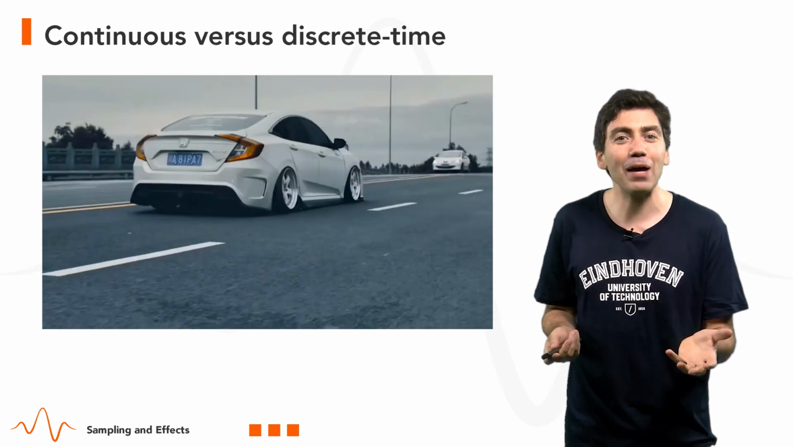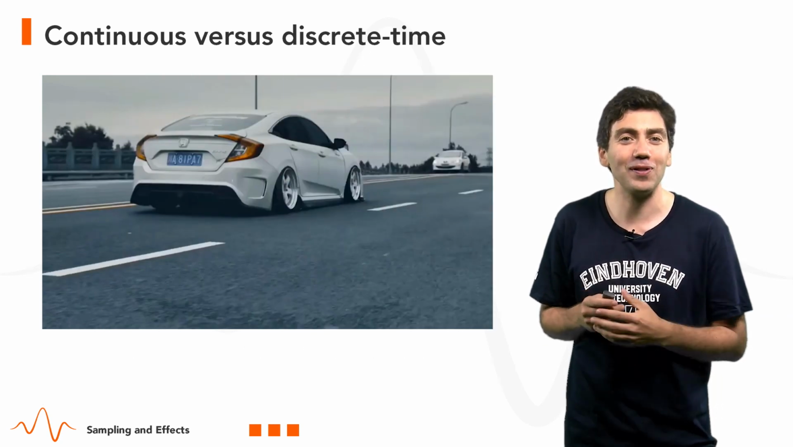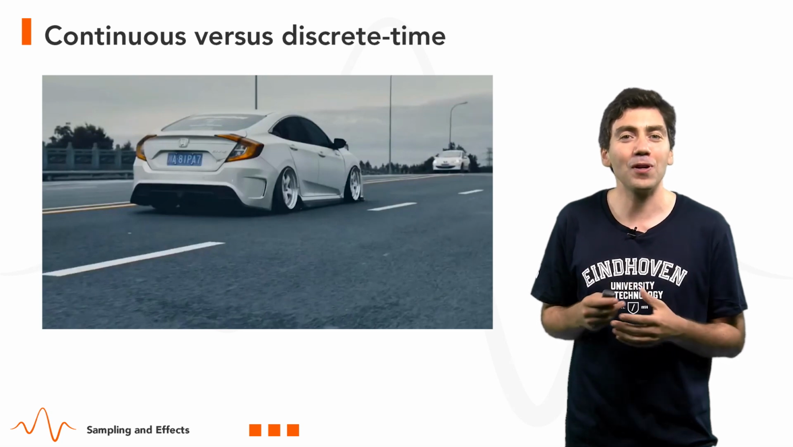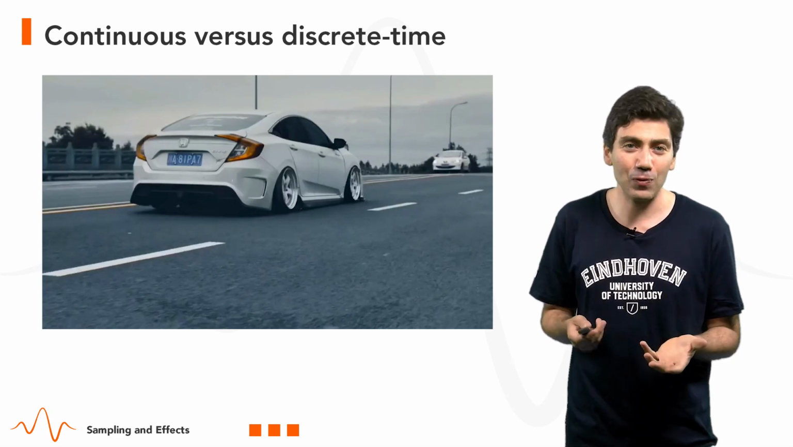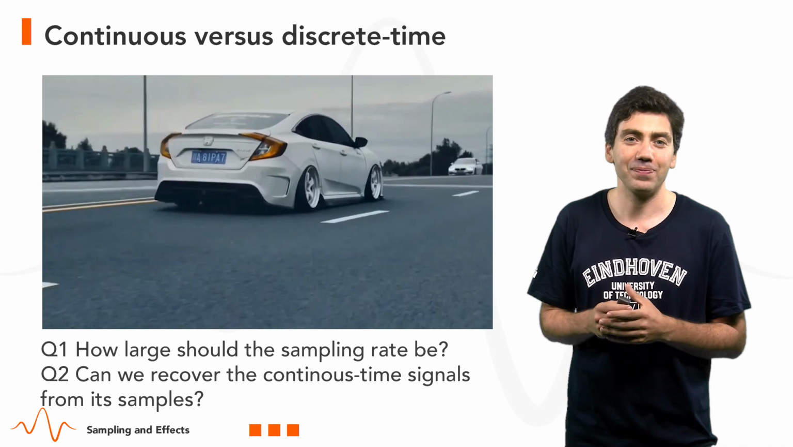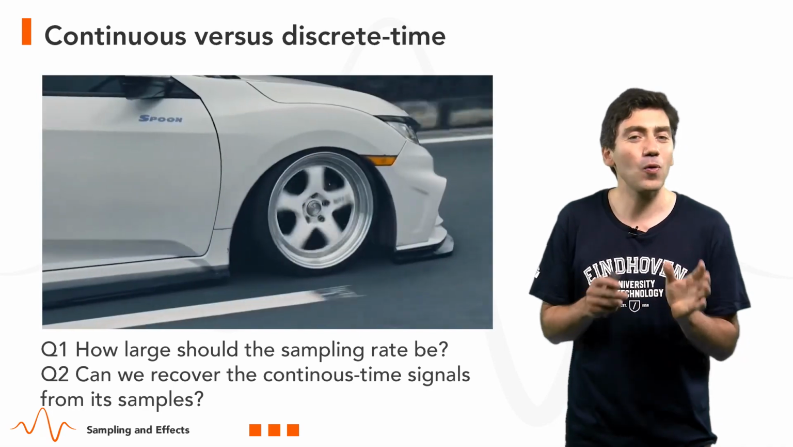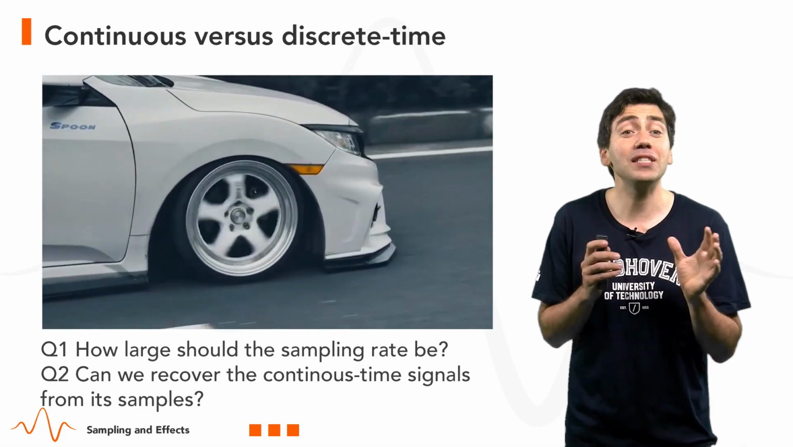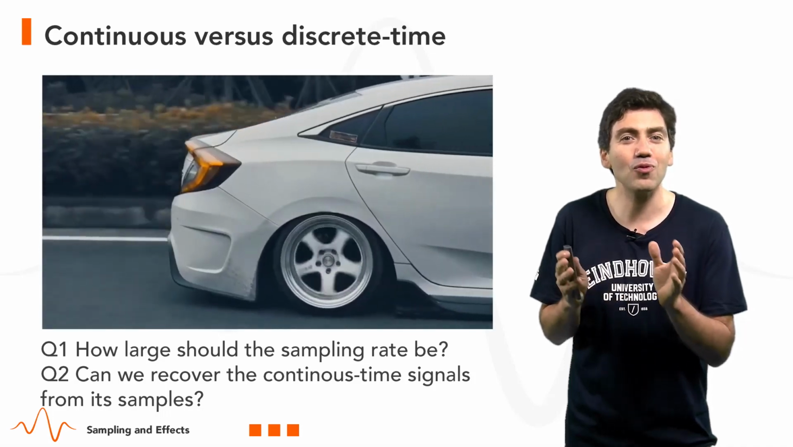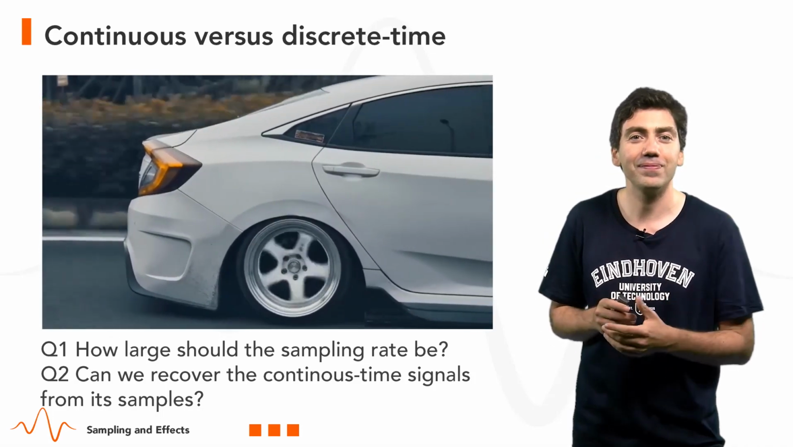A similar effect happens if we undersample a movie. A well-known phenomenon is the wagon wheel or the car wheel effect. The wheels of a wagon or the wheels of a car seem to be stationary or even move backwards in a movie.